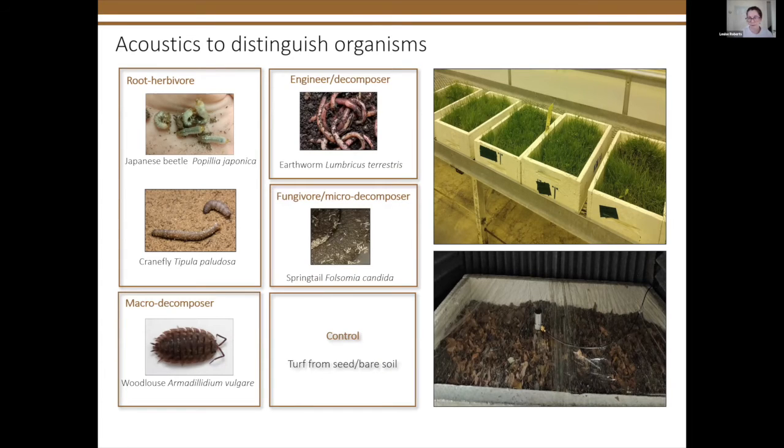We also have mesocosms with engineers, earthworms, fungivores, springtails, and macro-decomposers, woodlice, pillbugs. And we also had control boxes without animals. And as for the mesocosms themselves, they had a uniform soil mix, which was the same across all boxes. We measured the moisture levels, and we added our animals at field realistic densities, and they were acclimated to the boxes prior to our experiments.